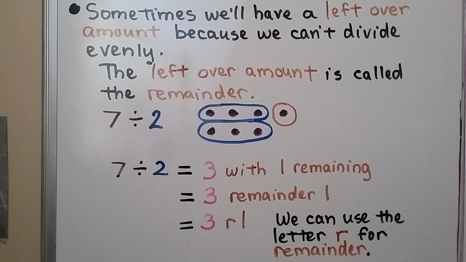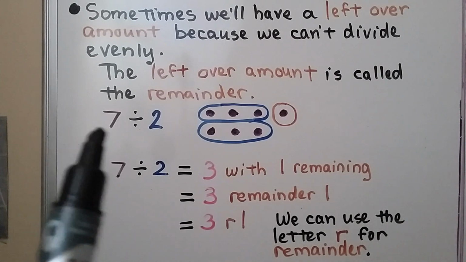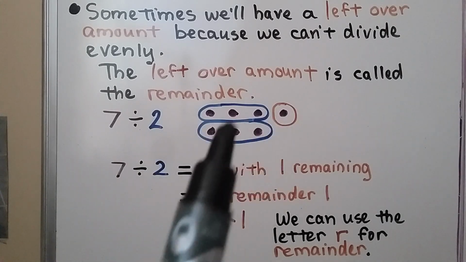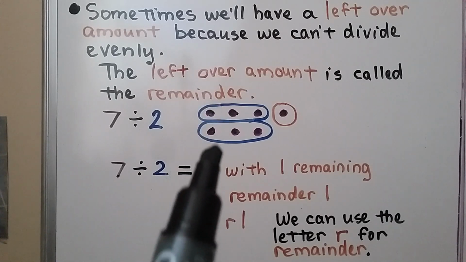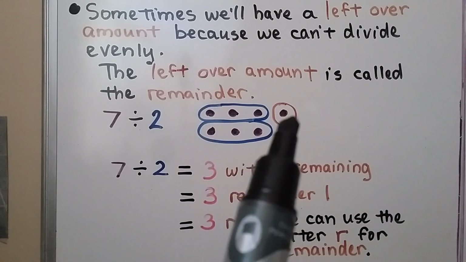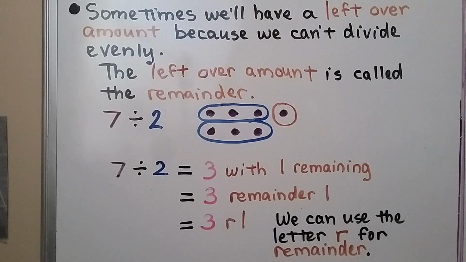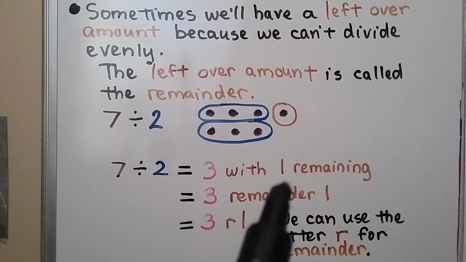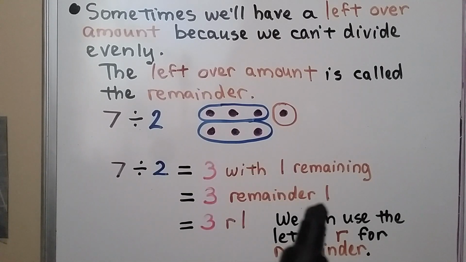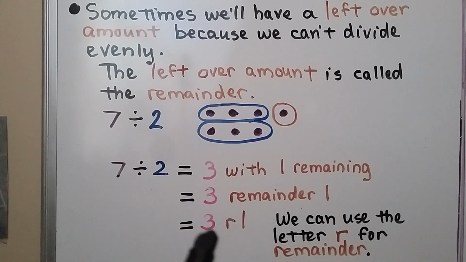Sometimes we'll have a leftover amount because we can't divide evenly. The leftover amount is called the remainder. 7 divided by 2, we have 7 counters that we put into 2 groups. We have even groups, they both have 3 in them, but we have 1 left over. That's the remainder. 7 divided by 2 is equal to 3 in each group with 1 remaining. It's equal to 3 remainder 1. We can also write 3 with an R and then a 1. We can use the letter R for remainder.